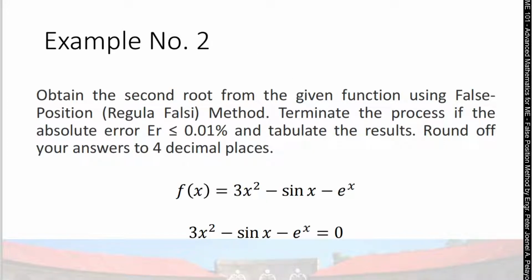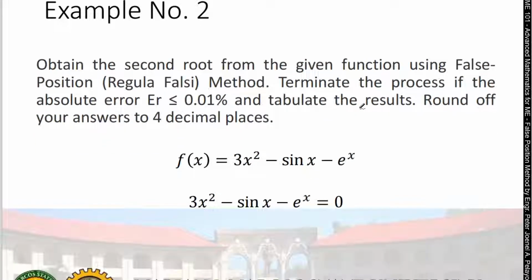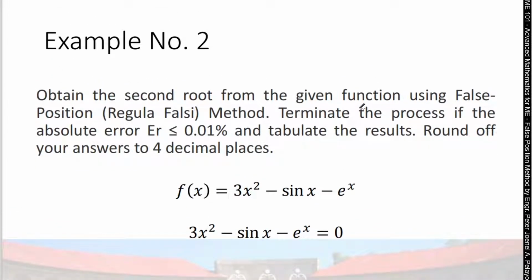So for example number 2, the given is: obtain the second root from the given function using the false position or regula falsi method. Terminate the process if the absolute error, ER, is 0.01%, and tabulate the results. Round off your answer to 4 decimal places. The given function is 3x squared minus sin x minus e raised to x. We equate it to 0.